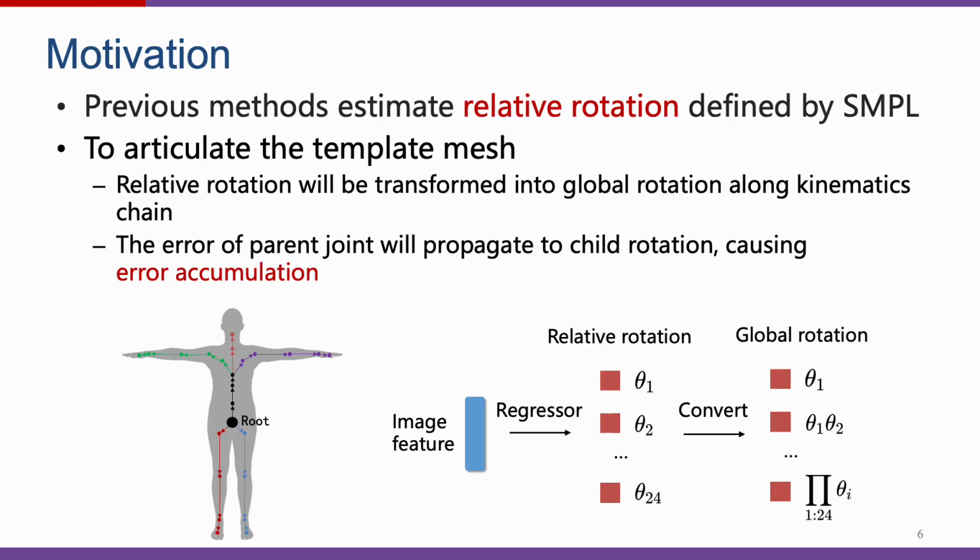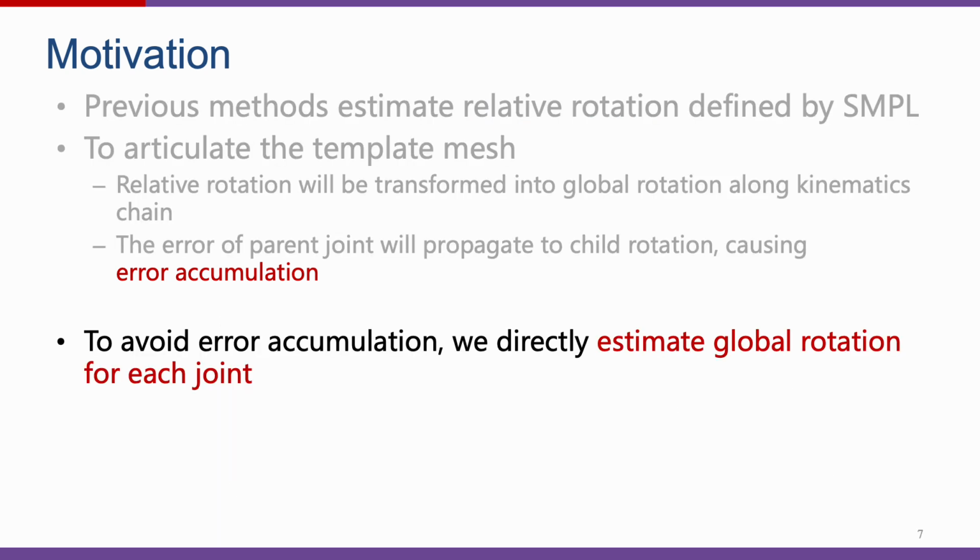In this work we address the error accumulation of previous regression-based human mesh recovery methods. They directly estimate the relative rotation defined by SMPL. However, to articulate the template mesh, relative rotation needs to be transformed into global rotation along the kinematic chain. This leads to error accumulation, where the error of the parent joint propagates to child rotation, causing large error at the end joints. To address this issue, our motivation is to directly estimate the global rotation for each joint to avoid the transformation, and therefore remove the error accumulation.